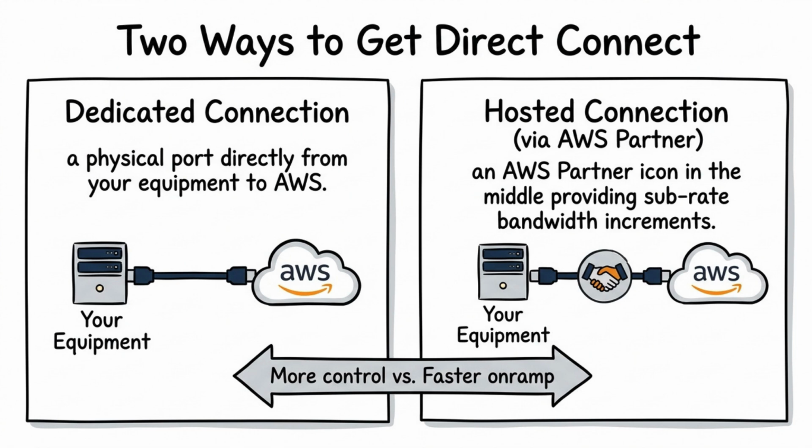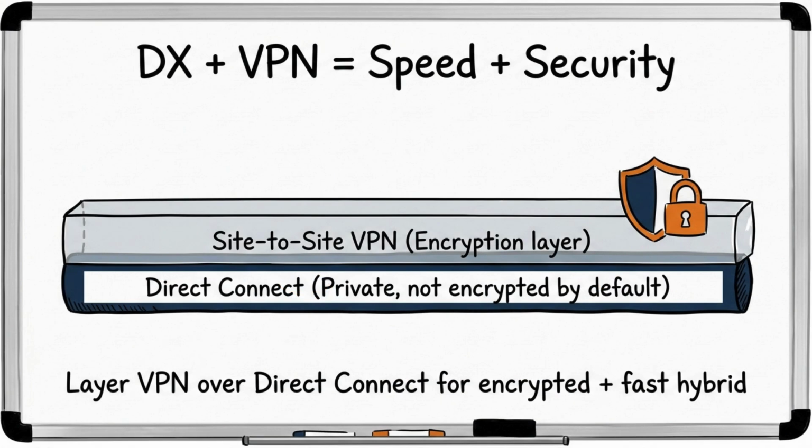There are 2 connection types. One, dedicated connections. This is a direct physical port between your equipment and AWS. And second, hosted connections. This is offered through AWS partner providers and is great if you need smaller bandwidth increments or a faster on-ramp. One important thing to note, Direct Connect does not encrypt traffic by default. For compliance-sensitive workloads, you can layer a site-to-site VPN on top for encryption or use MACsec for link layer encryption.